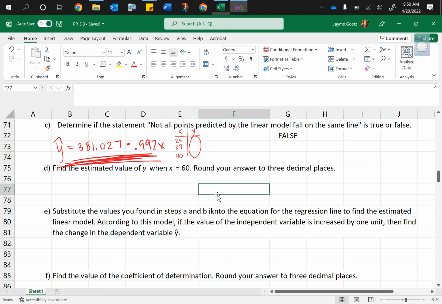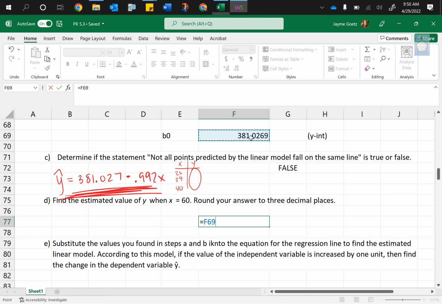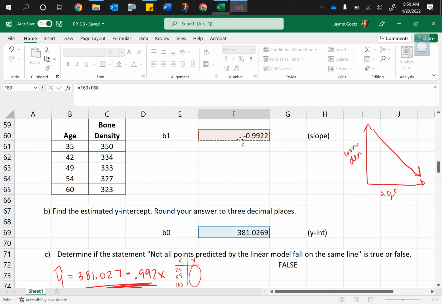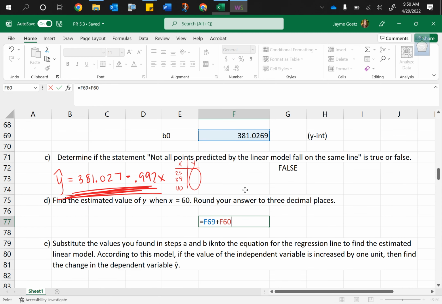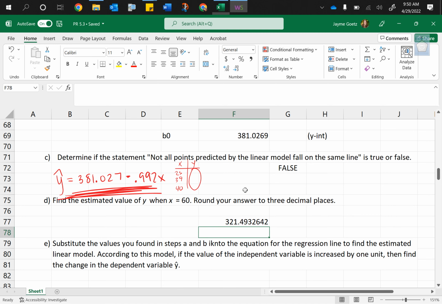Here's how we're going to do that. We're going to type in equals, and then I'm literally going to do cell references. I'm going to say my y-intercept, so I click that cell, plus, then I'm going to click my cell with the slope, times 60. Okay, so it's using the whole formula, not just the rounded answer. That way I get a nice exact answer. There's no rounding involved. So the estimated value is approximately 321.49. We want 3 decimal places, so 321.493. Cool?